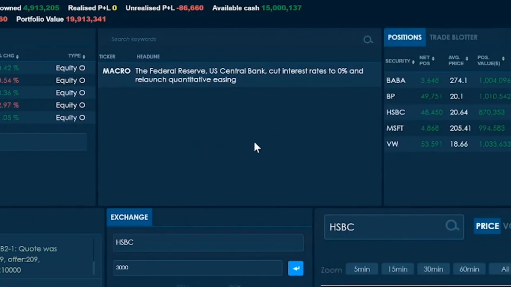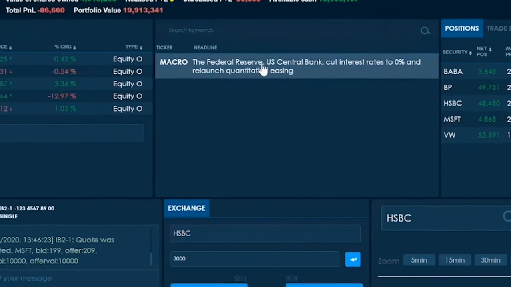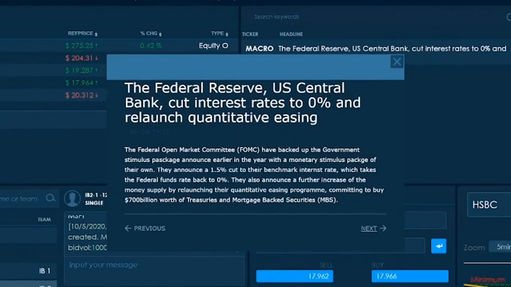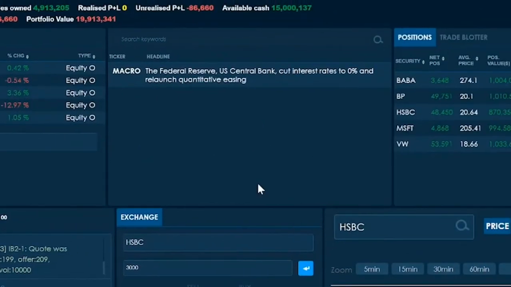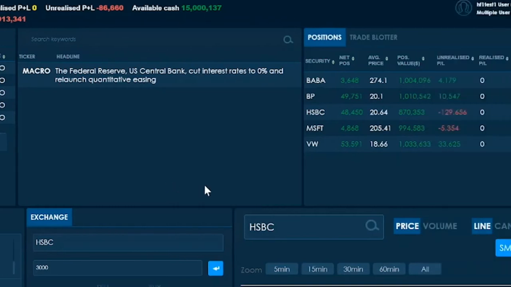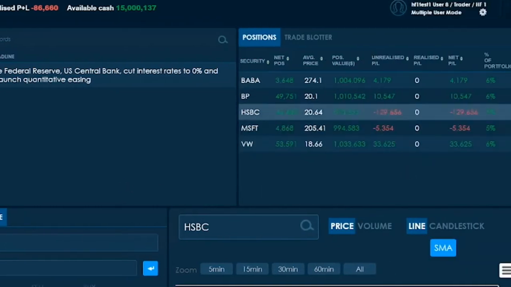Top middle here, this is key. This is our headline feed. So each time there's some breaking news, a new headline will appear here and start flashing. And what you need to understand is it's not just the headline, but if you click on that, a pop-up box appears and there's more information about this development. Really important to keep an eye here. Any of these headlines could have really dramatic effects on the prices of one asset or even multiple assets in your portfolio. Talking of your portfolio, well, this is on the right here.